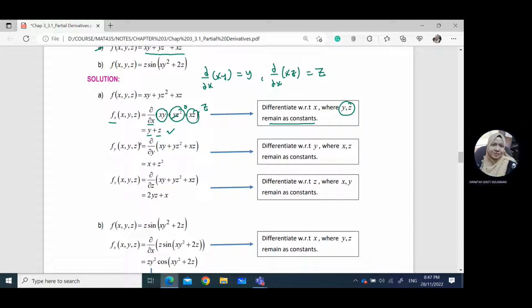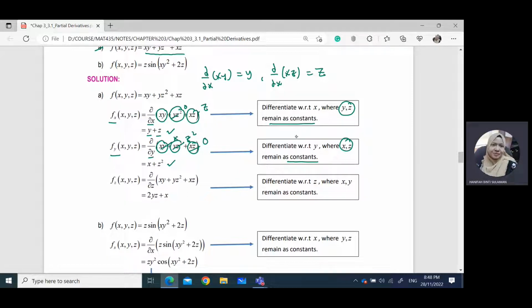Okay, alright, so next we differentiate with respect to y. So x and z remain as constants. Okay, so we focus on y. So for the first term, we differentiate with respect to y on xy. So here we have x. And this one, yz squared, so here we have z squared. And for the last one, the derivative with respect to y on xz, x and z are constants, so here we have 0. Okay, so therefore, the answer here is x plus z squared.